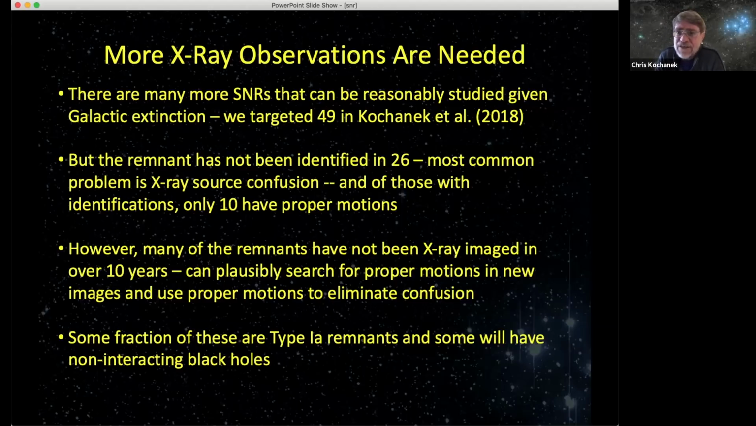And the most common problem is, yes, there's X-ray data, but things were getting faint enough that you now have 10 X-ray sources in the Supernova Remnant, and no one's sure which one might be the compact object. Many of these observations are over 10 years old, and so redoing the observations to look for the X-ray source which moved will be a plausible way of both identifying the correct compact object and getting the proper motion, which would help to do the binary searches. Not all of these should have a neutron star remnant, right? Some of these are type 1As, and some will be non-interacting black holes, which you can't find either.